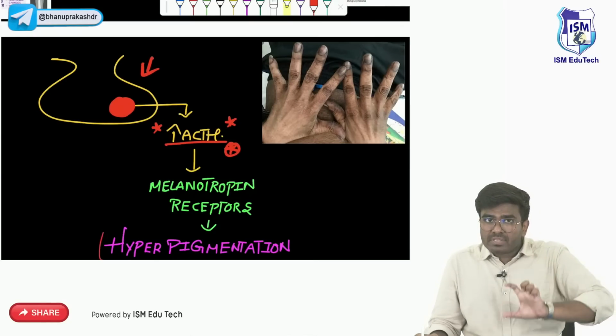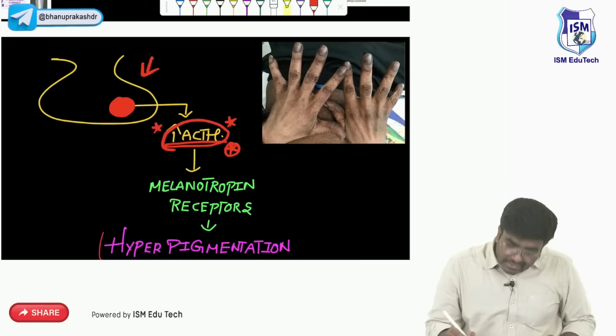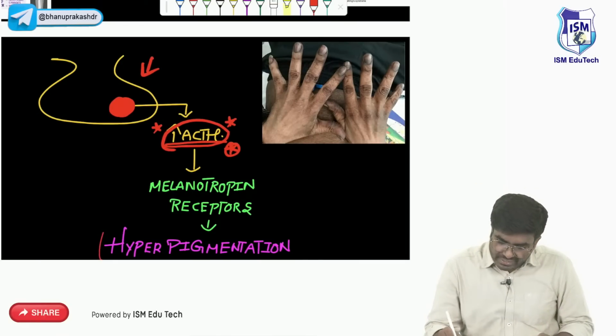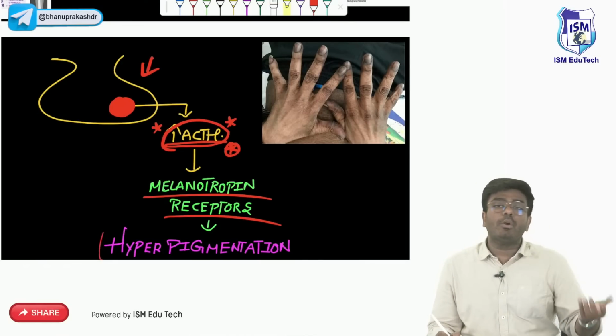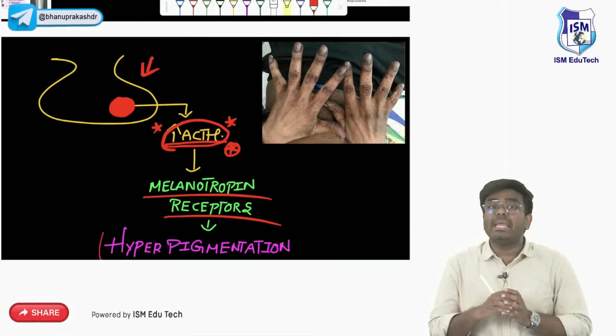Now, what I am saying here is that this excessive amount of ACTH hormone has the capability to stimulate the melanocortin receptors, so that an excessive amount of melanin is produced, which causes the hyperpigmentation.